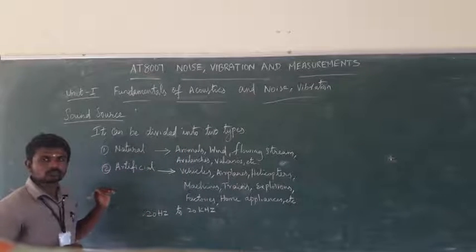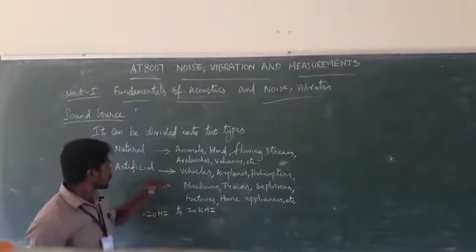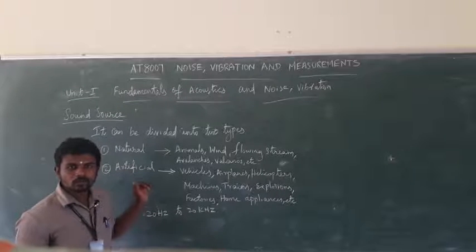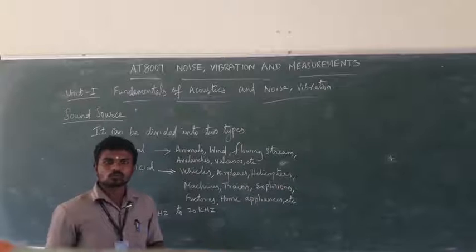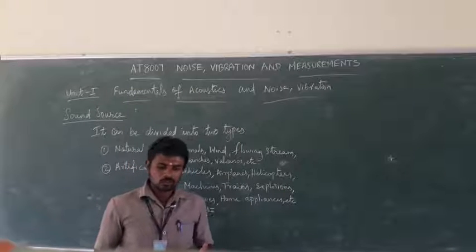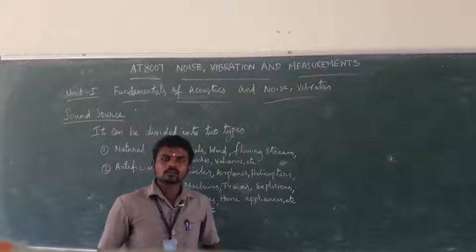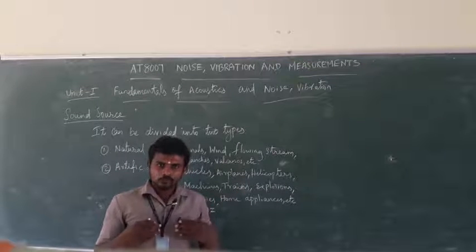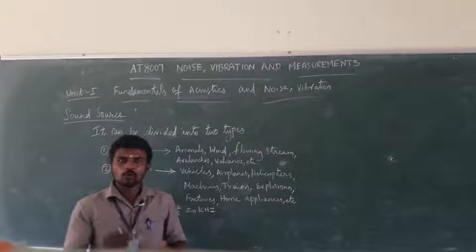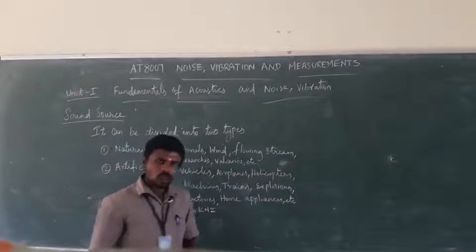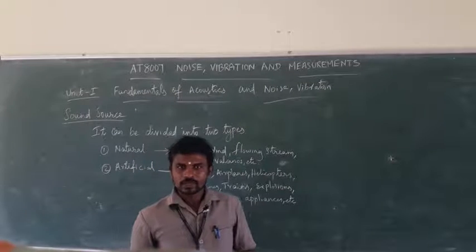Then here we need to explain the artificial sound source. Artificial sound source means we are making the noise, the human body. How can we make it? We made a vehicle.